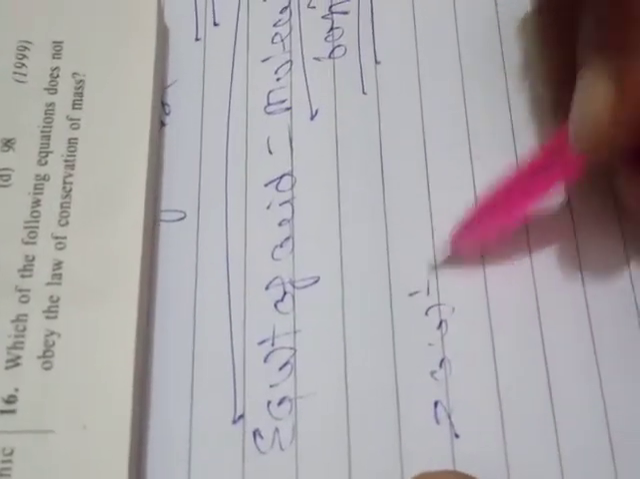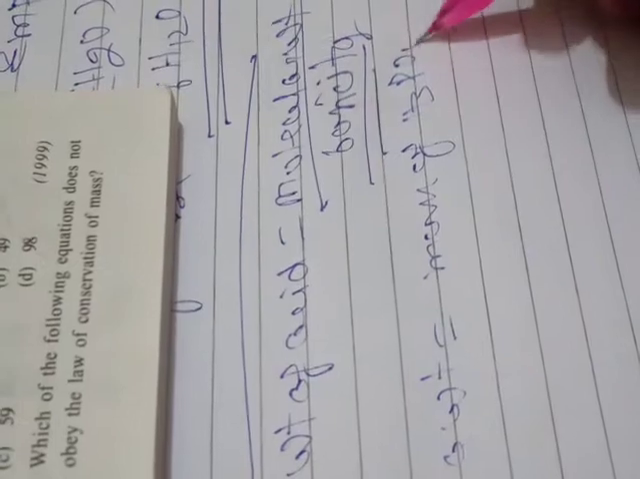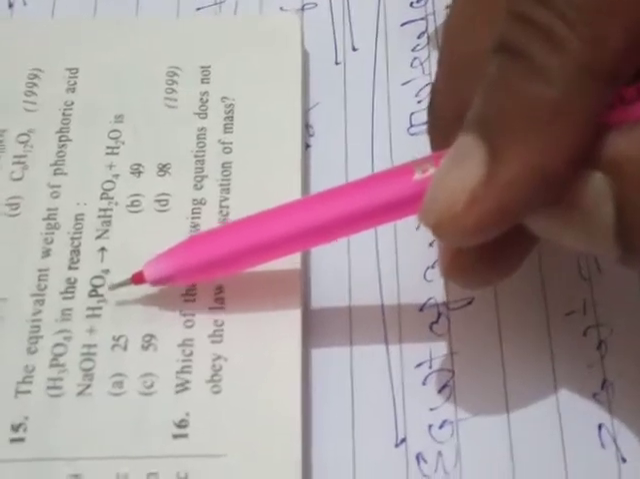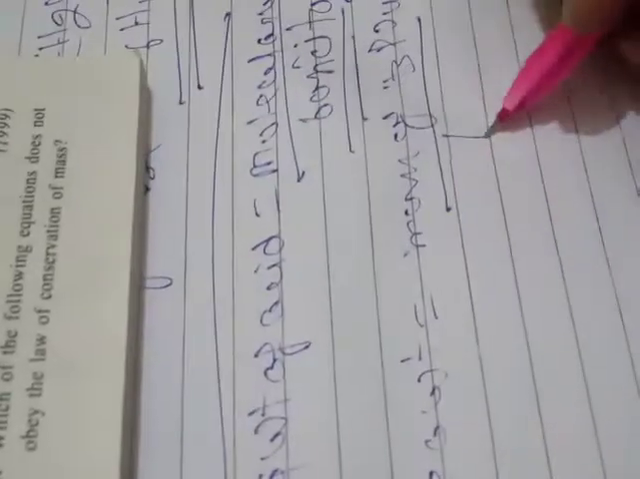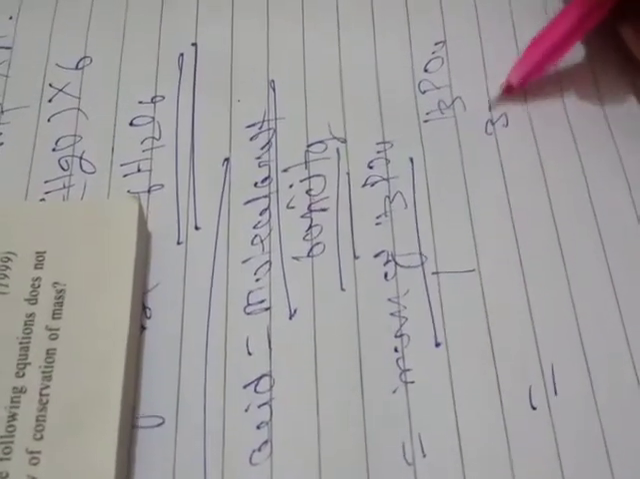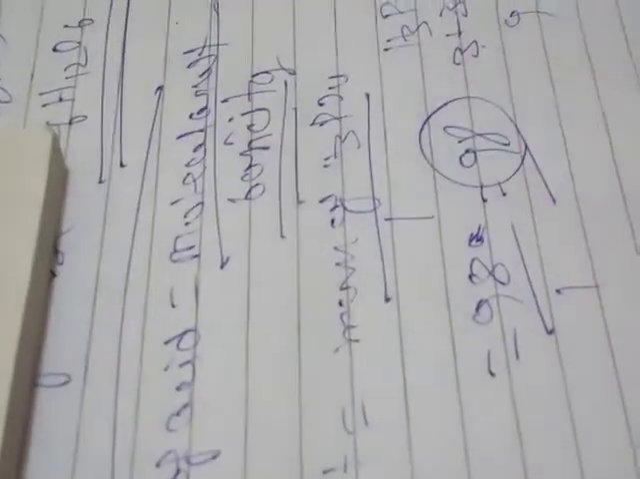So how to calculate the equivalent weight of the acid? The equivalent weight of the acid will be the mass of H3PO4 divided by basicity. In the reaction, the number of hydrogens displaced is 1. So we'll write here 1. Now the mass of H3PO4 we can calculate: here it is 3, here it is 31, and here it is 64. Now add them: 3 plus 31 is 34, and 64 makes 98, divided by 1. What we are going to get is 98. This is the equivalent weight of the acid asked in question number 15.